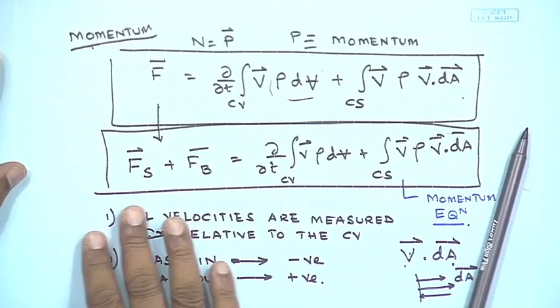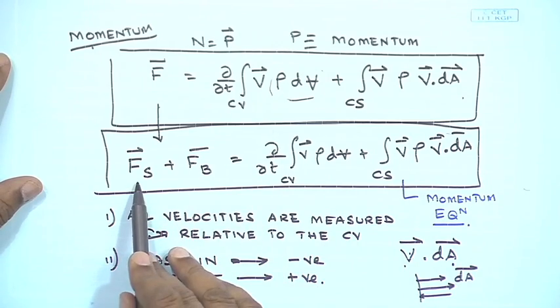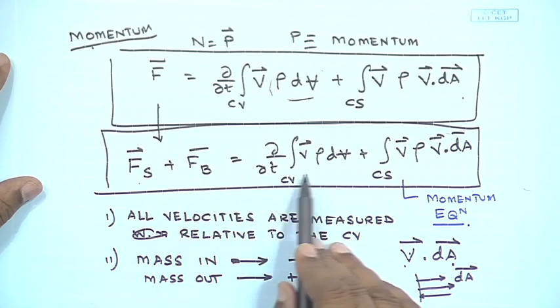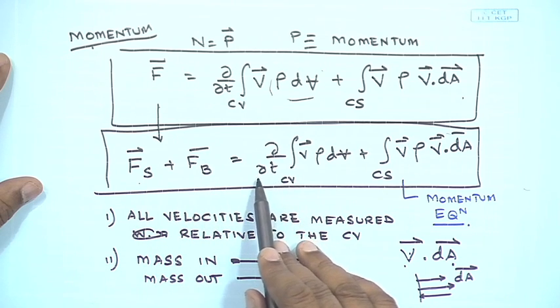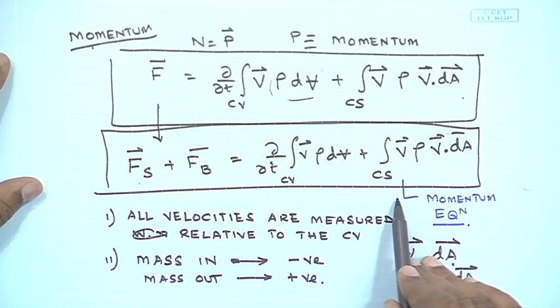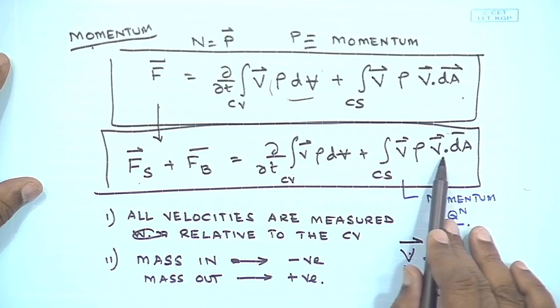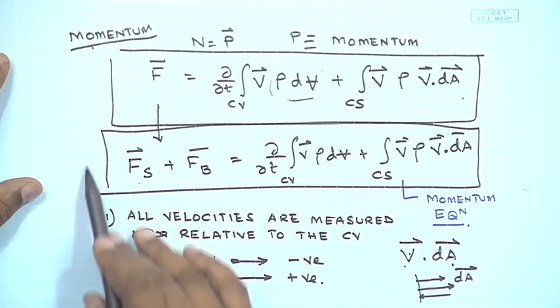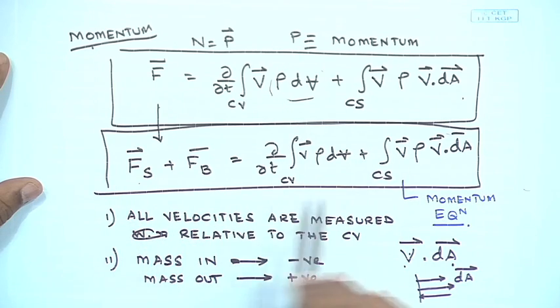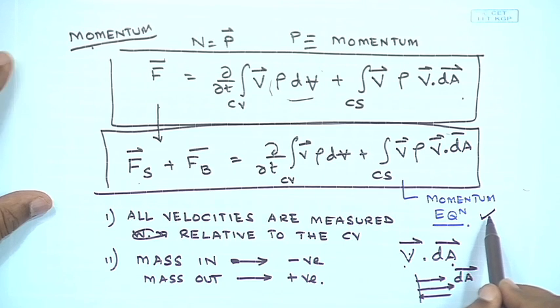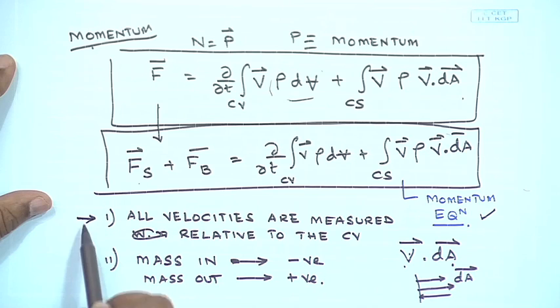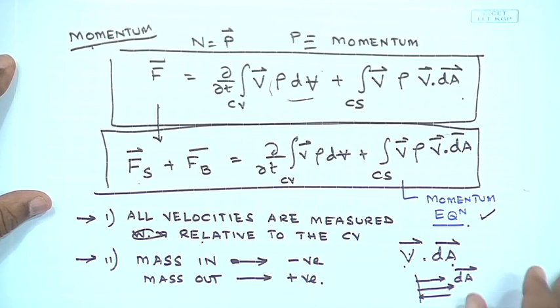So, the final equation is: the surface force plus the body force equals the time rate of change, which in the case of steady state would be 0, plus the integral of V rho V dot dA. So, this essentially is my momentum equation that I am going to use for analyzing the boundary layer. Two special points: all velocities are measured relative to the control volume, and mass in is taken to be negative and mass out is going to be positive.